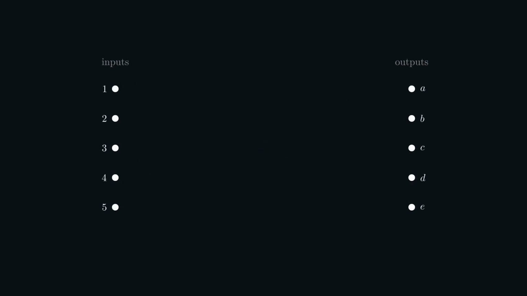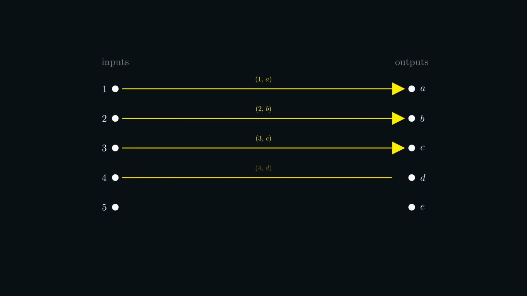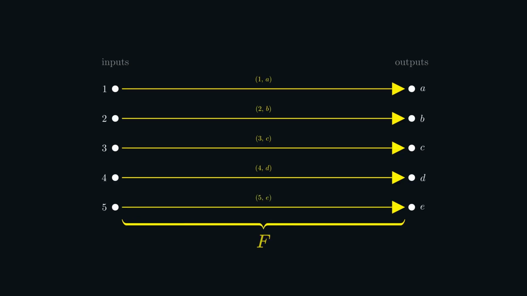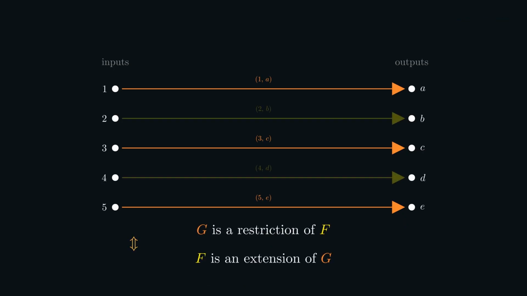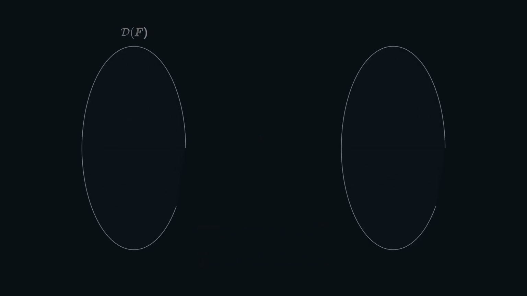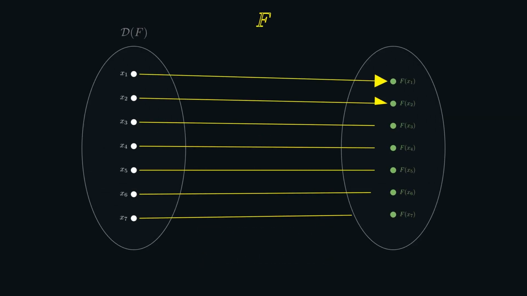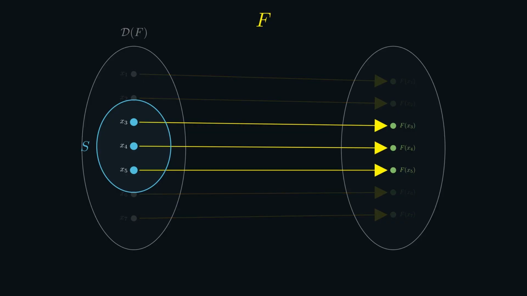If two functions f and g satisfy the relation that g is contained in f as a set of ordered pairs, I say g is a restriction of f. Or equivalently, f is an extension of g. If I take a function f defined on a large domain and I only look at what it does on a smaller set S, I get the restriction of f to S. The restriction consists of those pairs x, f of x, where x belongs to S.